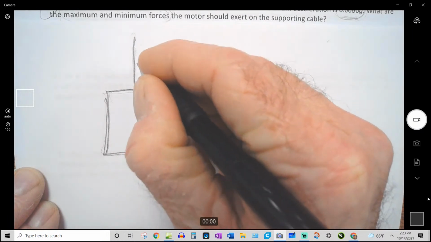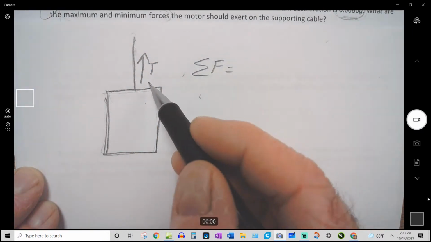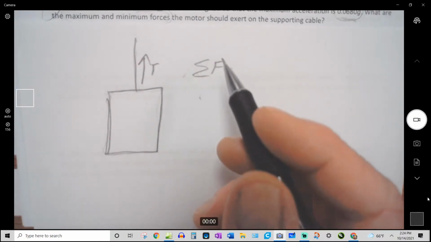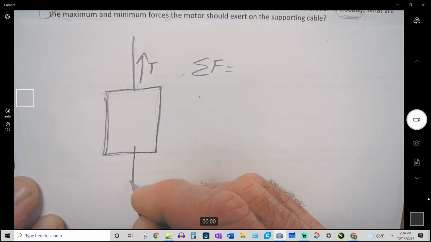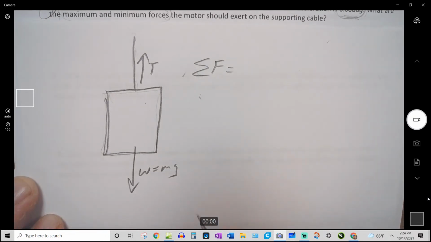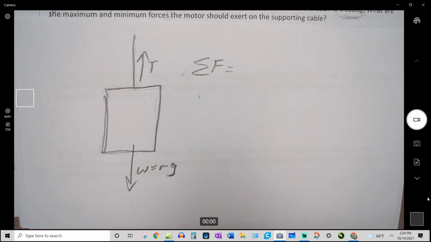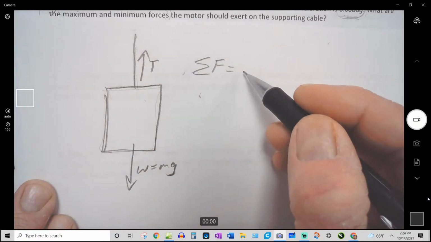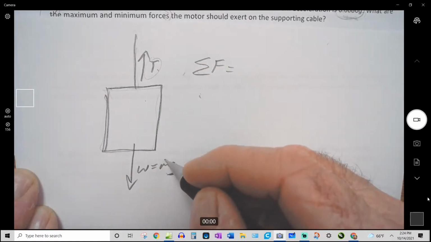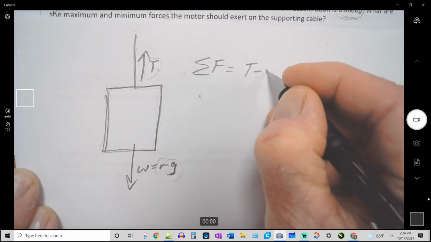Up. And I'm just going to call that tension. That's what we usually call the force in a cable or a string. What's the other force? Weight going down. And I might as well write mg next to it. So those are the two forces. That's it. There's no other force acting on this. So if I write the sum of the forces, this is positive because it's up. This is negative because it's down. So it's T minus mg.